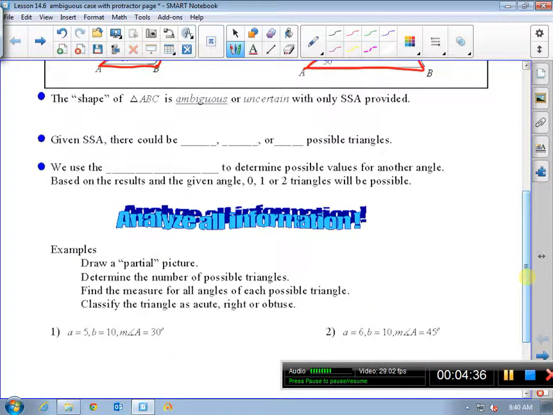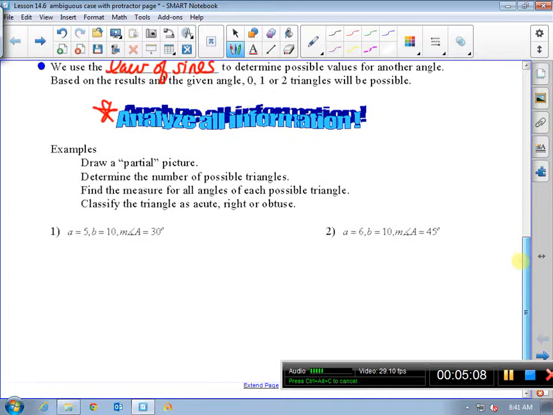The word ambiguous means uncertain, and that's why this is called the ambiguous case. We're uncertain until we do some analysis. Once we do the analysis, we're going to figure out that there could be no possible triangles, one triangle with the measurements, or the two triangles like we keep showing you. So we're going to use the law of sines. There's a lot of analysis in these. You're going to use the law of sines to do the math, and then we have to think about our answer and look back at our givens.